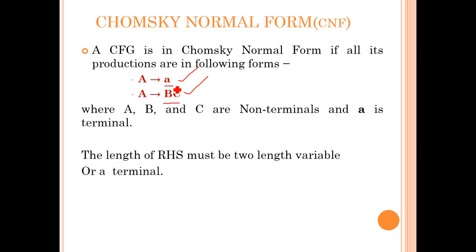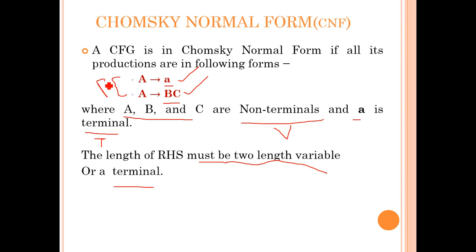The right hand side productions of a context-free grammar must have a standard format. What is that standard format in Chomsky normal form? That is either a terminal or two-length variable. So this is the standard format for Chomsky normal form. Here A, B, C are non-terminals, or we can call it as a variable set, and small a, lowercase, is what we can call as terminals, and these two we can call as productions.